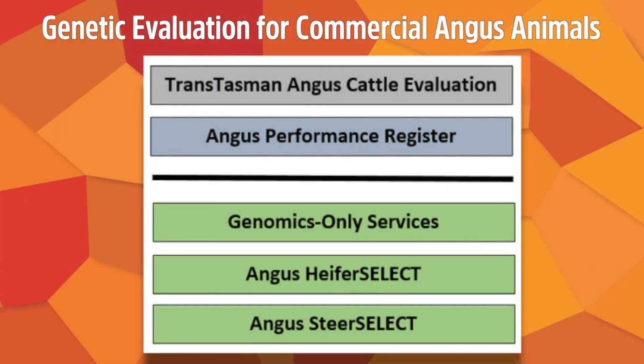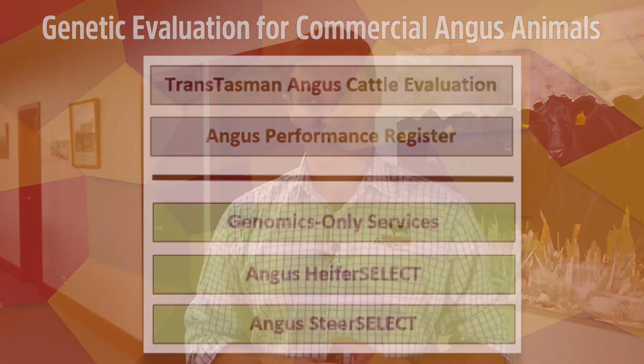And there's consequently a range of options now available for commercial producers to get prediction of breeding value of those animals. So we have some genomics only services such as Angus Heifer Select, which is currently available, Angus Steer Select, which is under development, and also the recording of animals on the Angus Performance Register for those that want a little bit more information.